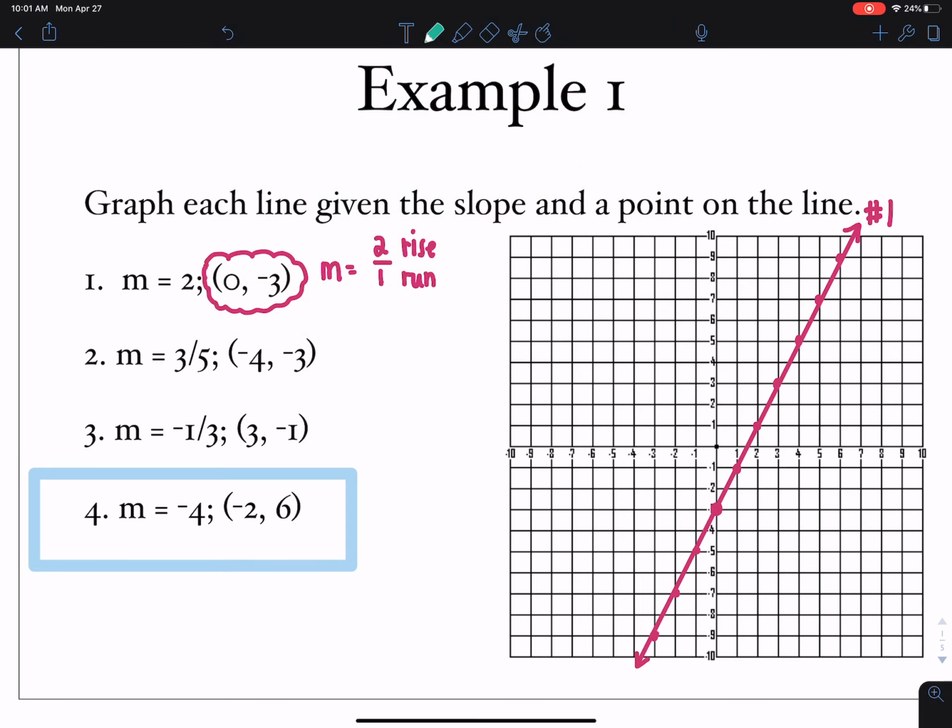And then similar with the other ones, just different slopes, different points to start from. So in number 2, we're going to start at the point -4, -3. So there's -4, -3. And then we're going to go up 3 and over 5. And up 3 and over 5. And then we can go down 3 and left 5 as well, just to continue across the graph. So your line for number 2 is going to look like this.